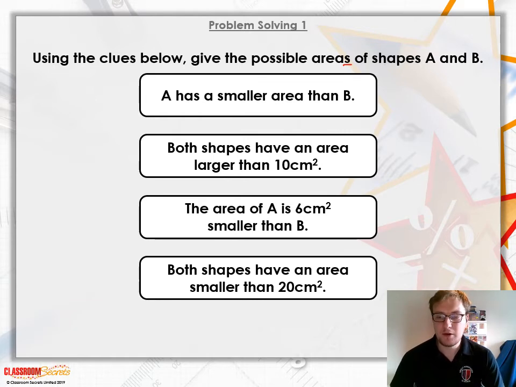Pause the video here. Have a go at home. I know it's going to be tricky, but I'll explain how I worked it out here at home. Okay, lots and lots of information here, lots of clues.